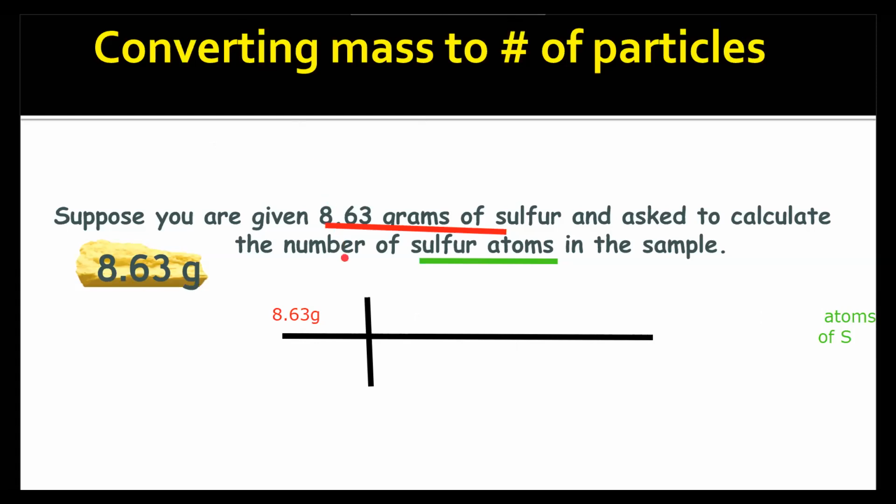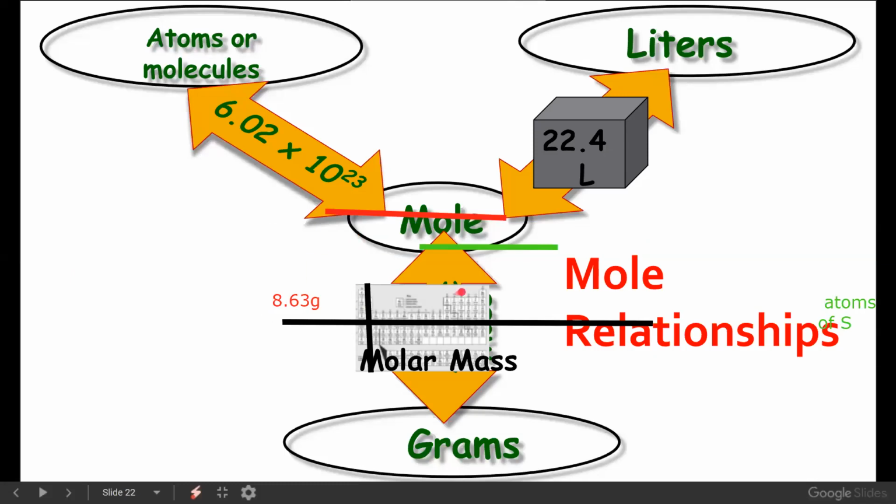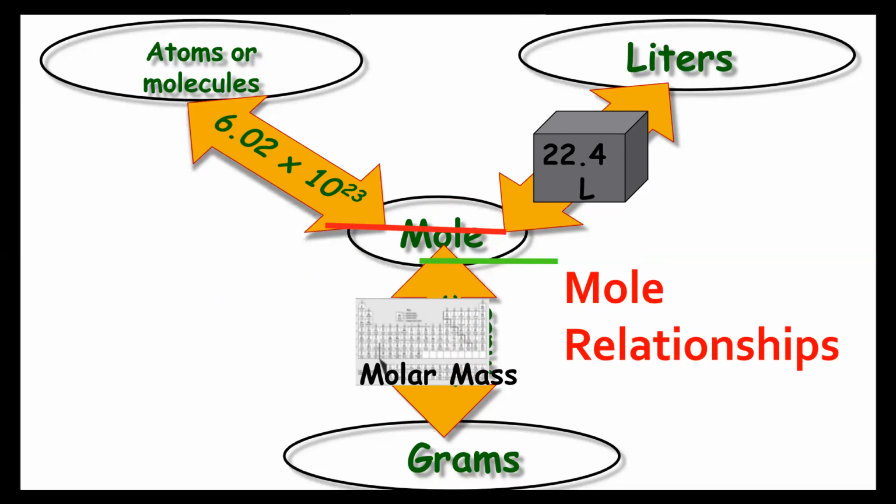So if we go back to our handy dandy chart, sorry, it's in the way. If we go back to this handy chart, we have grams. We need to use our molar mass, we need a periodic table, and convert to moles. Then we're going to convert from moles all the way. So we have grams, we want to use a periodic table, convert the molar mass to moles. Then we want to take our moles and convert our moles to atoms. So that's kind of how this works.